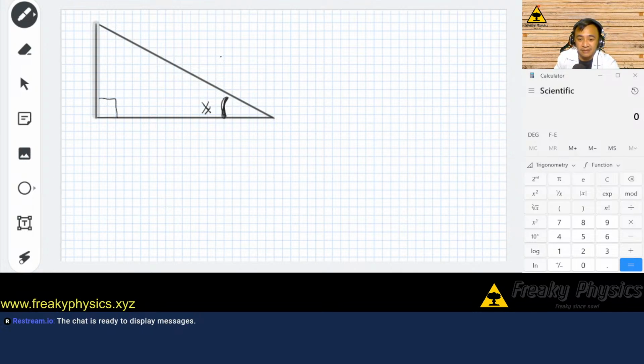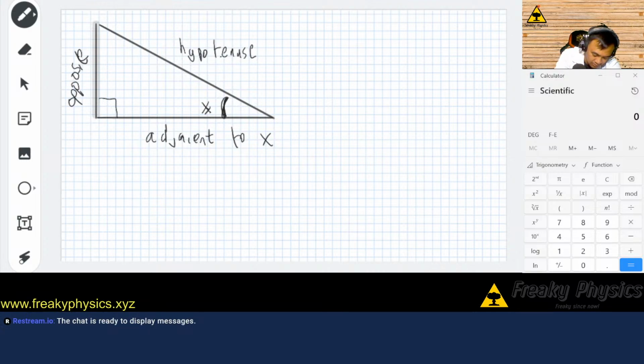The longest side here has a special name: the hypotenuse. The side at the bottom we will call the adjacent side, because it's adjacent to X, and this is opposite X. The idea here is that these two are defined straight away. The sine of X is the ratio of the lengths of the adjacent side over the hypotenuse.